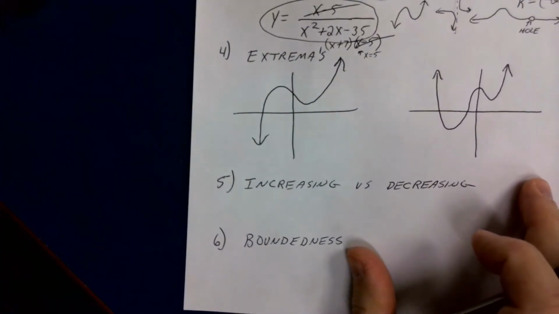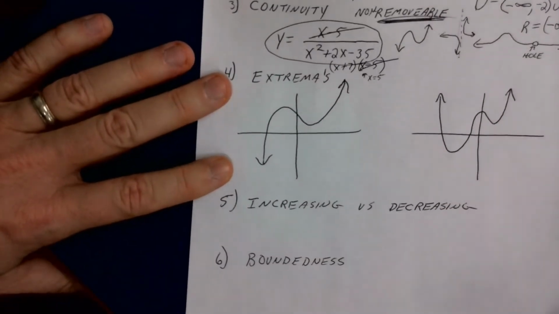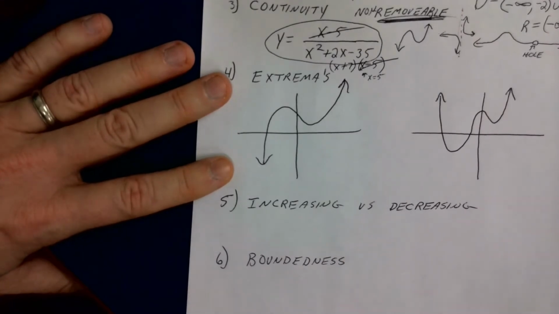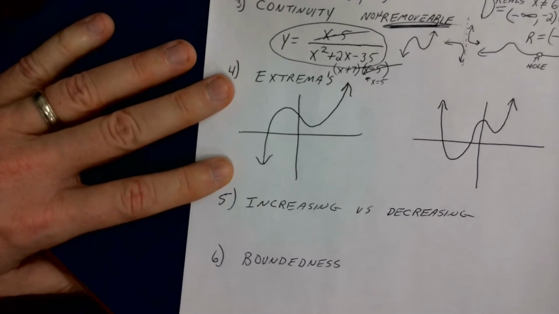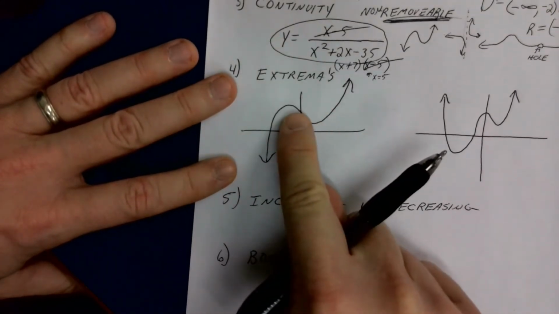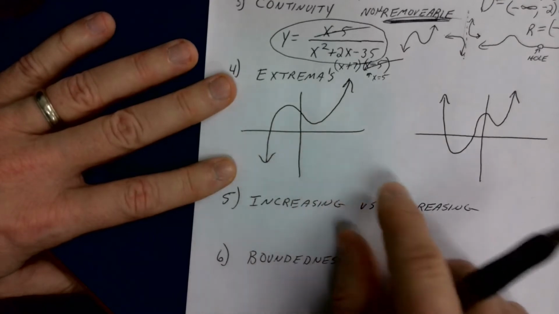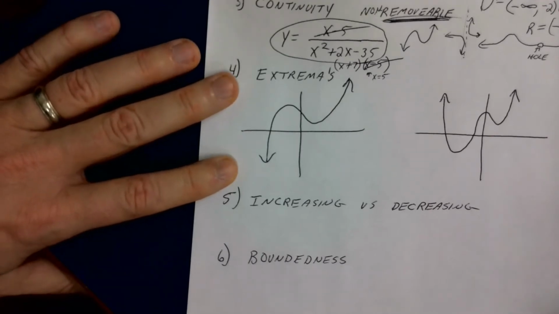So extremas are when functions have high points or they have low points. And that's kind of important when we start looking at functions and applications, especially when we want to know when a thing is going to maximize or minimize in the business world and the medical world and whatever those situations are. So we're going to look at extremas.